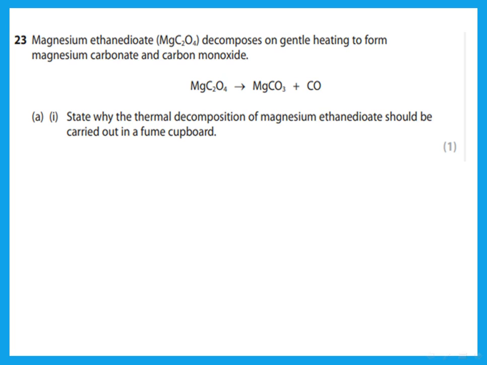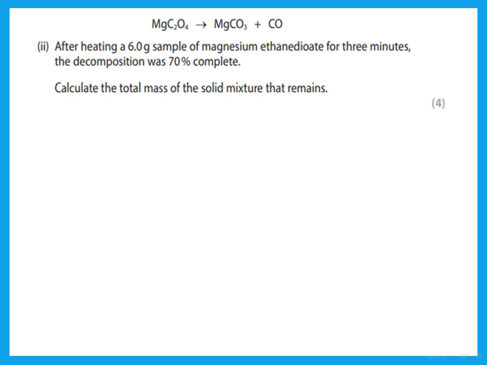Magnesium ethanedioate decomposes on gentle heating to form magnesium carbonate and carbon monoxide. And the first question says, state why the thermal decomposition of magnesium ethanedioate should be carried out in a fume cupboard. Of course, if it gives carbon monoxide, that's dangerous because carbon monoxide is a toxic gas.